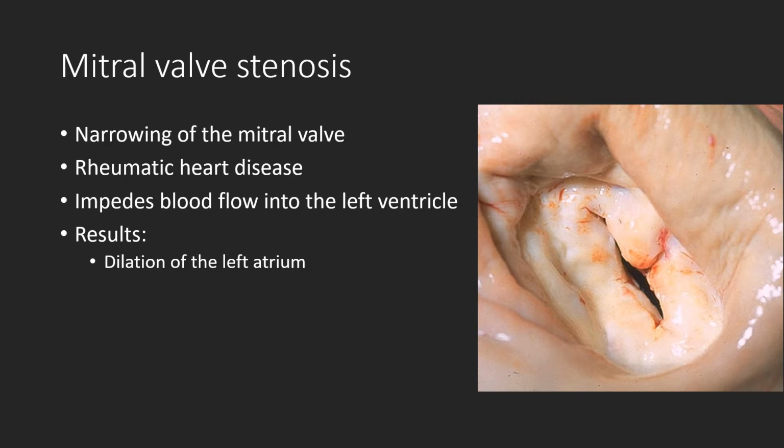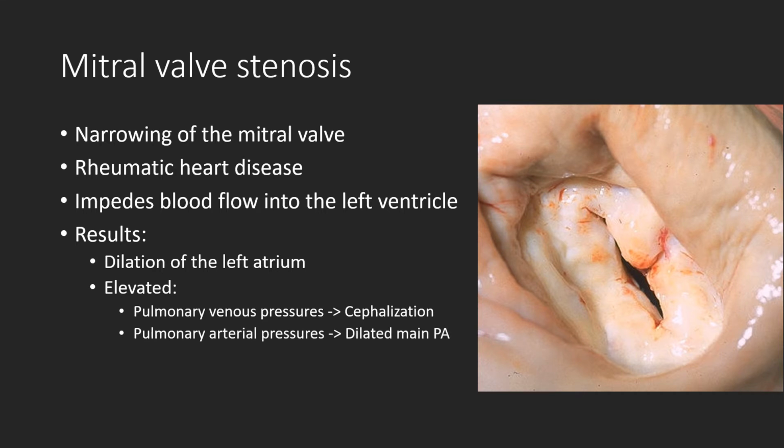The most common cause is rheumatic heart disease, which has significantly decreased in incidence over the years. Stenosis impedes blood flow into the left ventricle, which then results in left atrial enlargement. Left atrial enlargement results in blood flow backing into the pulmonary veins, leading to elevated pulmonary venous pressures and cephalization on the chest X-ray. Further backing up of blood into the pulmonary arteries results in elevated pulmonary artery pressures and a dilated main pulmonary artery, with further backing up of blood into the right heart, resulting in elevated right heart pressures, eventually an enlarged right heart, and then if left long-standing, could lead to right heart dysfunction.